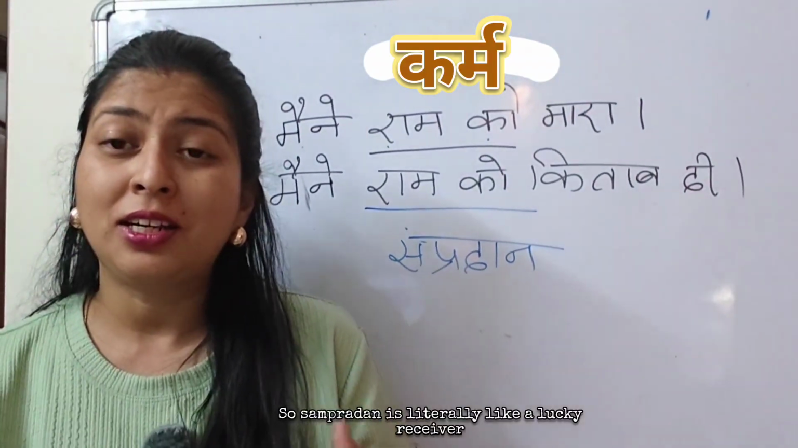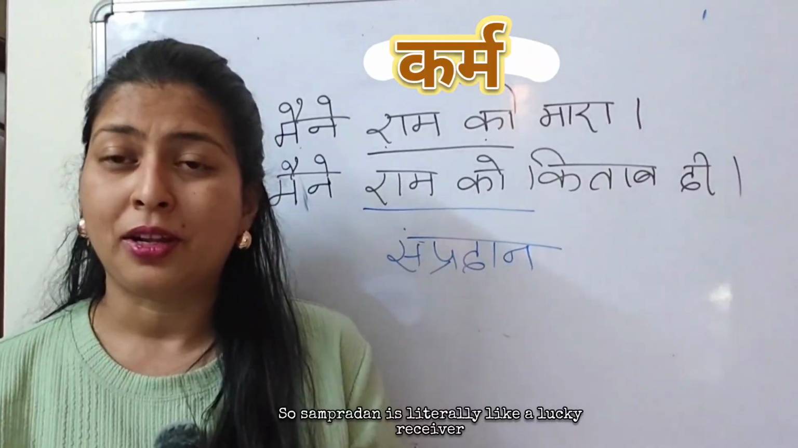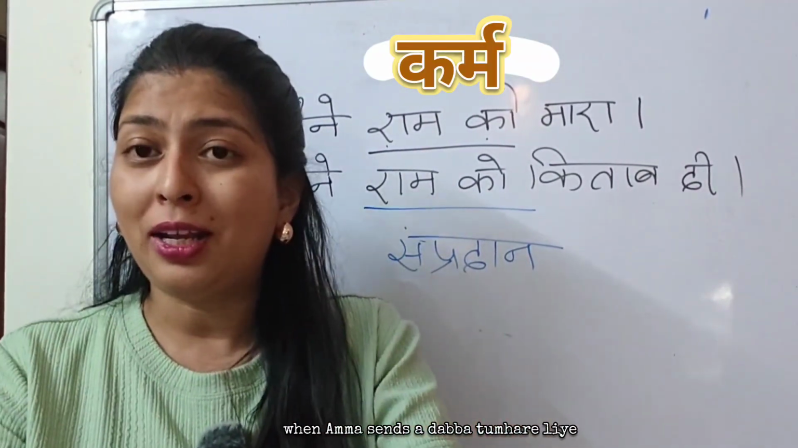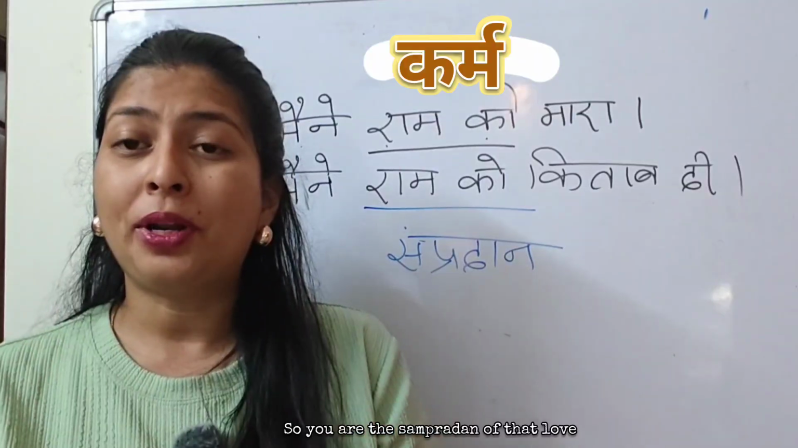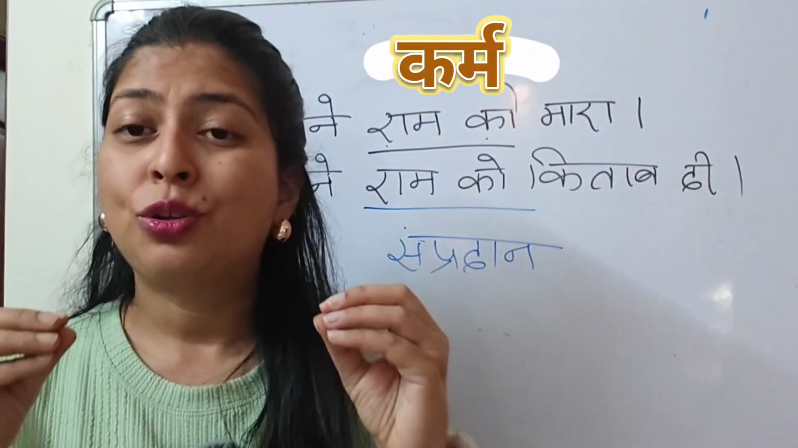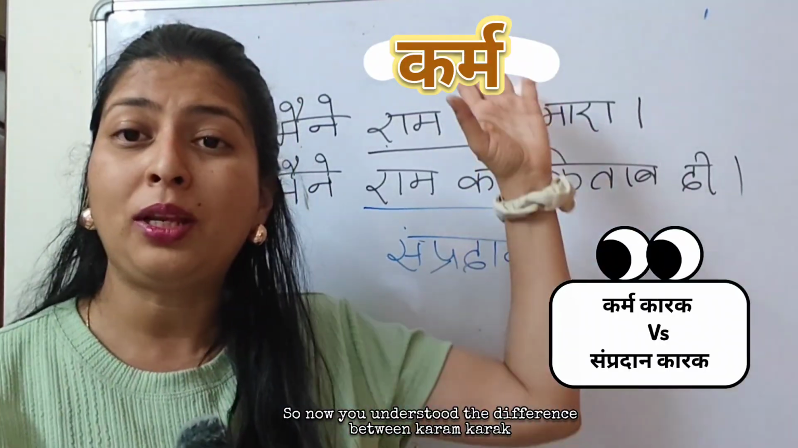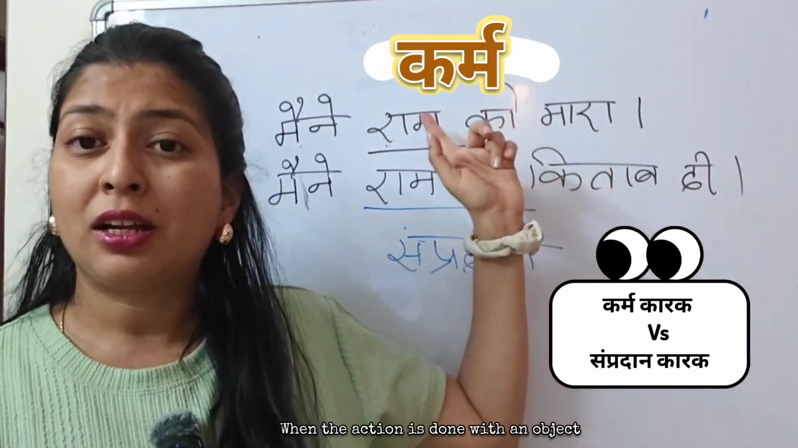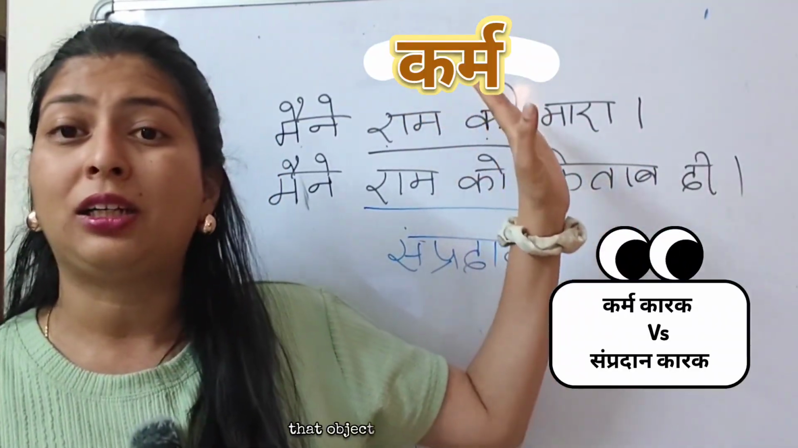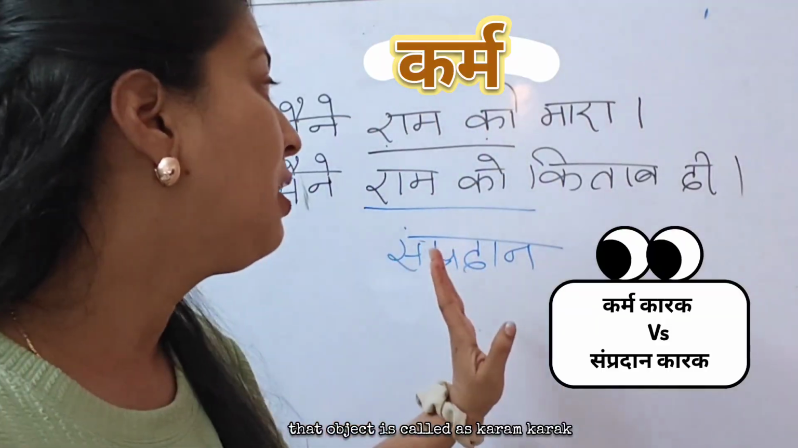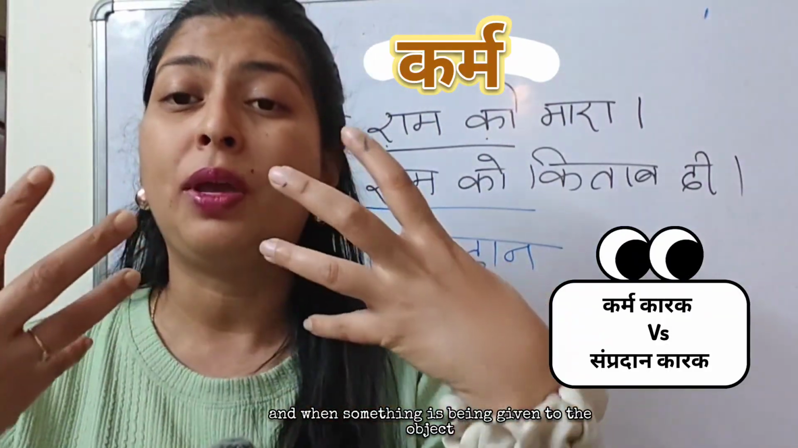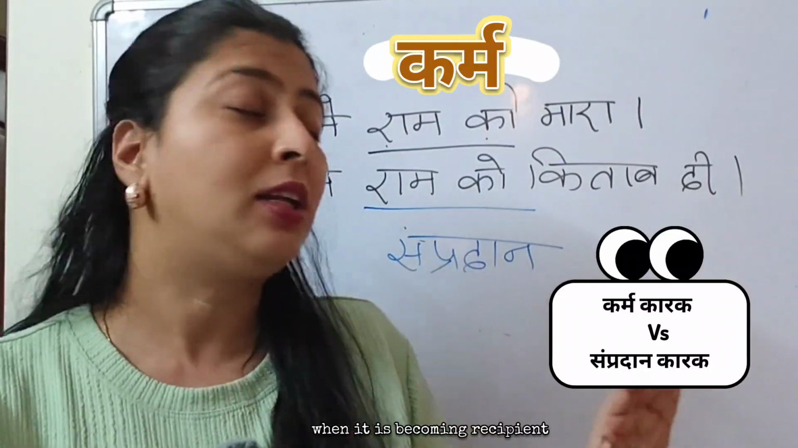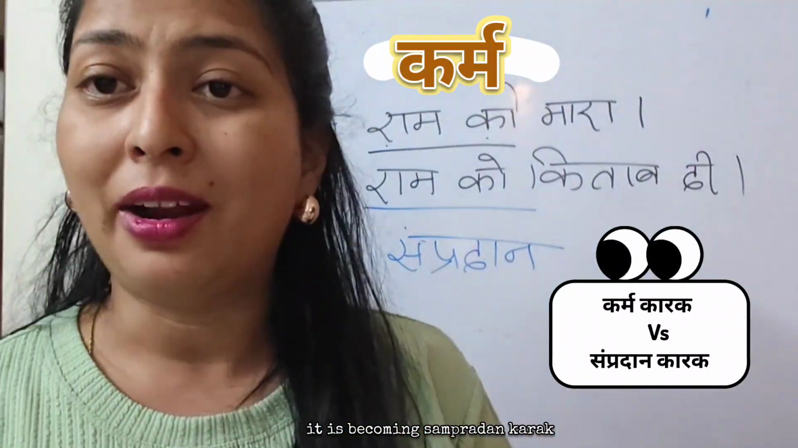So Sampradan is literally like a lucky receiver. Think of it in your hostel life when Amma sends a dabba for you. So you are the Sampradan of that love. Now you understood the difference between Karan Karak and Sampradan Karak. When the action is done with an object, that object is called Karan Karak. And when something is being given to the object, when it is becoming the recipient, it is becoming Sampradan Karak.